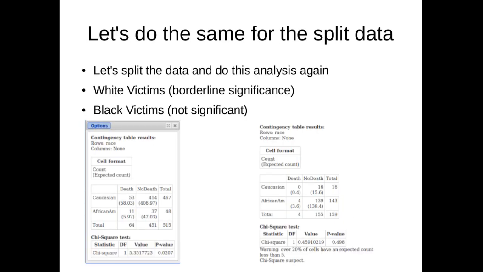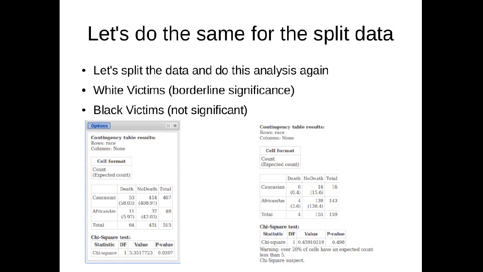Okay, let's do the same thing for the split data. We split the data, the white victims and the black victims. The white victims are borderline significant. You see this p-value here is 0.02, so it falls between 0.01 and 0.05, which is what I've told my Stat 202 students is sort of the gray zone.